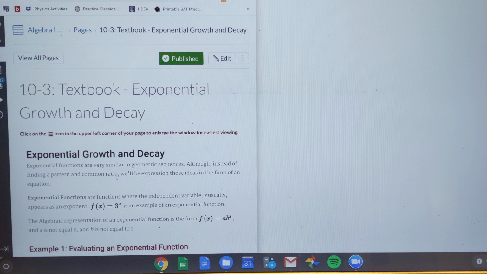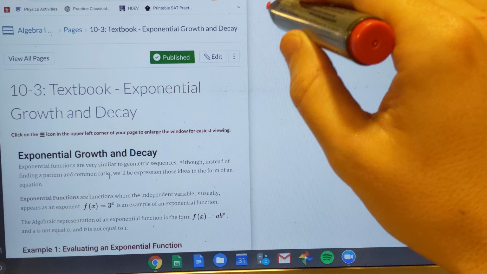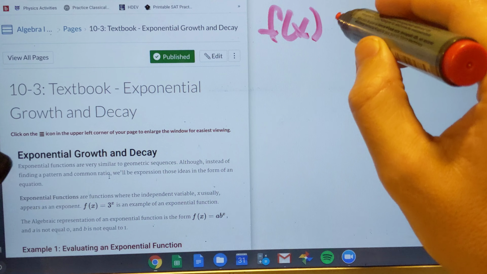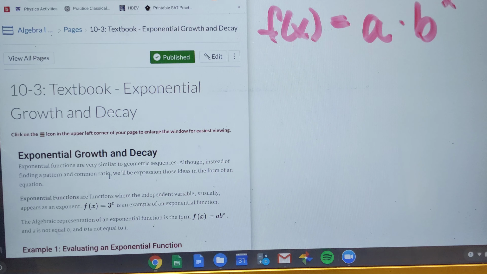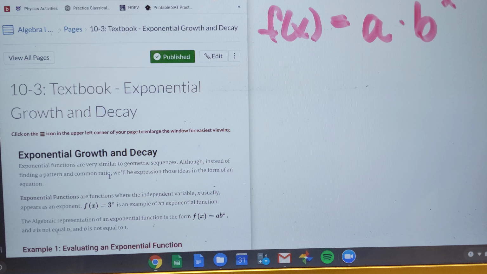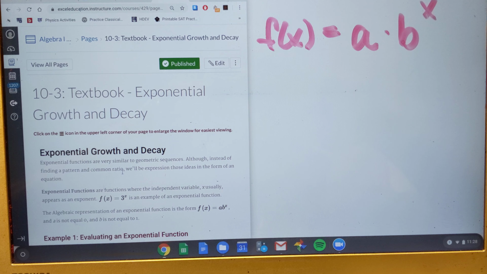It says that it's very similar to geometric sequences, although instead of finding a pattern and a common ratio, we'll be expressing ideas in the form of an equation. Okay, very cool. Now, whether or not you've realized it, you've seen this before, in this form: f of x equals a times b to the x. Now, you've not seen it like this, but you have seen it in a very similar way.